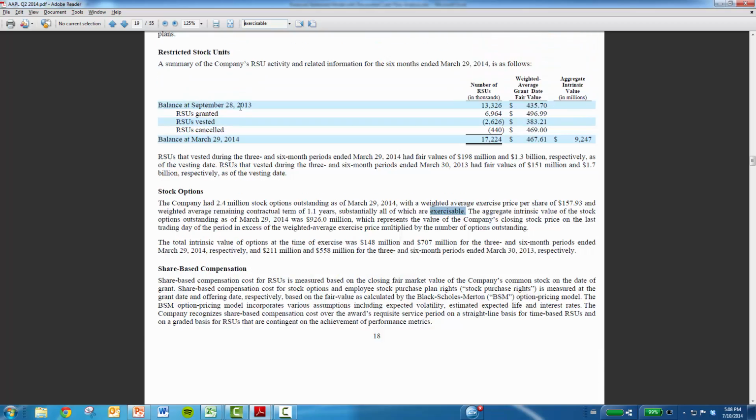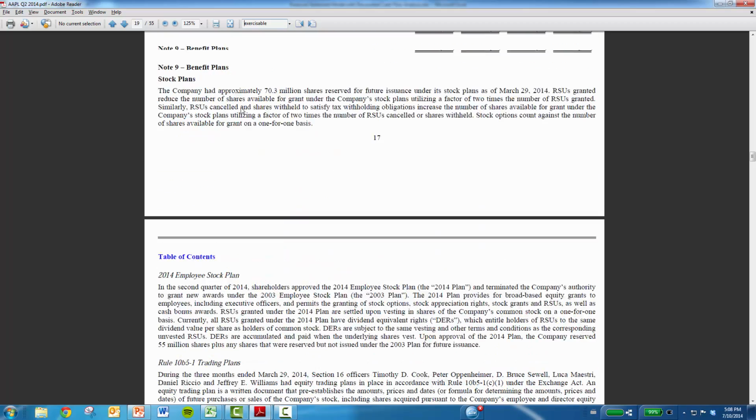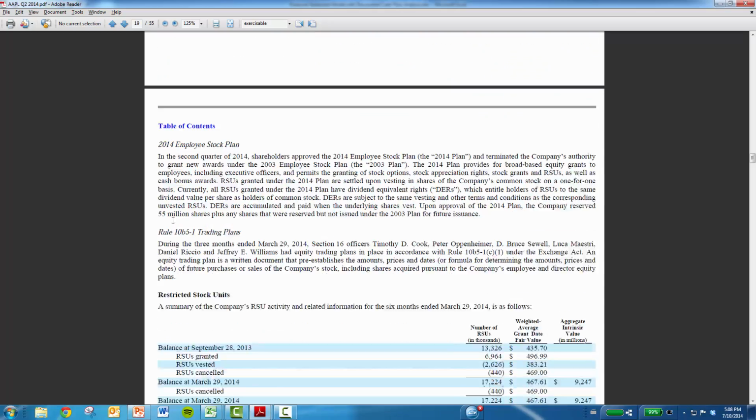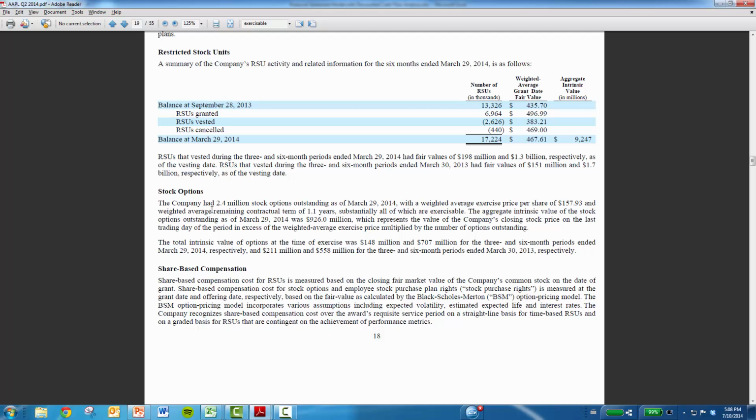So here you have a disclosure, and in fact, all of the company's benefit plans and stock plan disclosures are here in footnote 9 for the 10Q. You have disclosures for stock options that basically tell you they have 2.4 million stock options outstanding with a weighted average exercise price of $157, substantially all of which are exercisable.